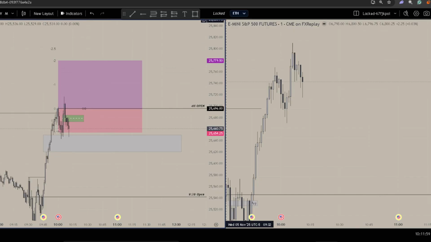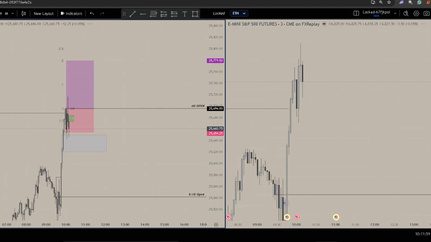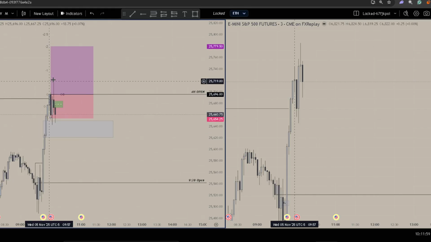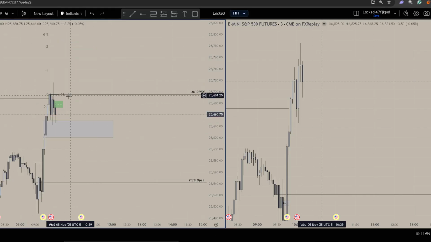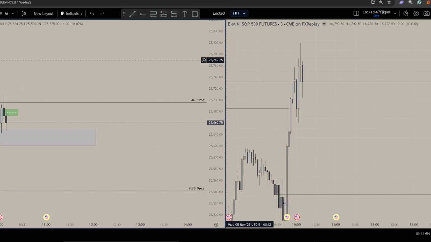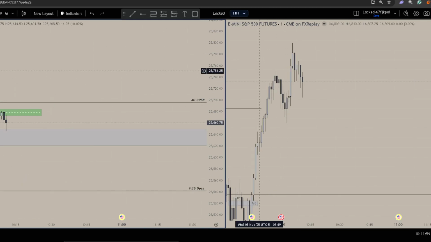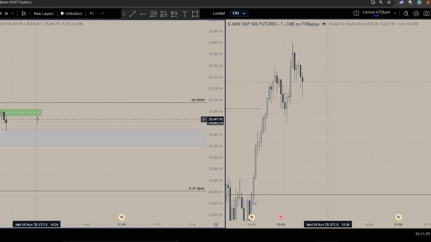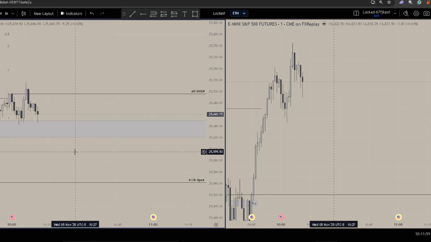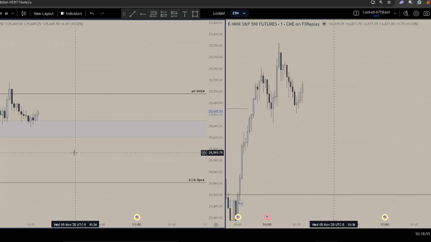Okay, I'll take that L. I'll take that L because I kind of rushed into this. We didn't get that closure to even confirm this order block. I just hopped in anticipating that the next candle would have closed higher. But yeah, that was my fault. I'm gonna take that L. Boom.